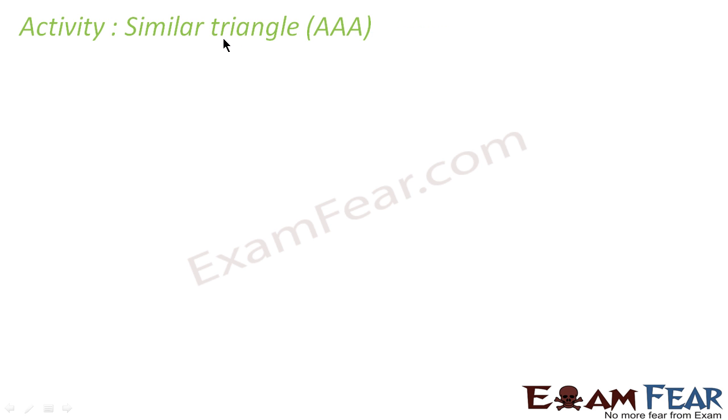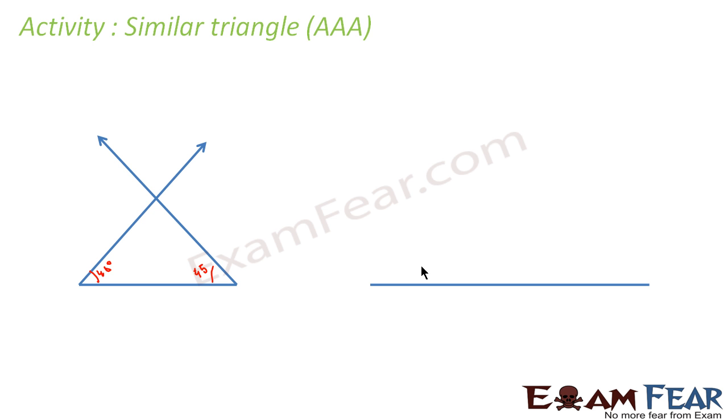Let's do some activity here. Let's draw this line and let's draw a particular angle. Let's suppose this is 40. Now let's draw one more fixed angle. Let's suppose this is 45. Similarly, let's draw a bigger triangle here, a bigger line here. Now, since this was 40, let's draw a 40 degree angle here, and from this point, let's draw again a 45 degree angle here.